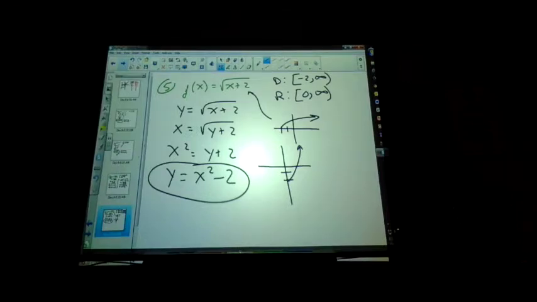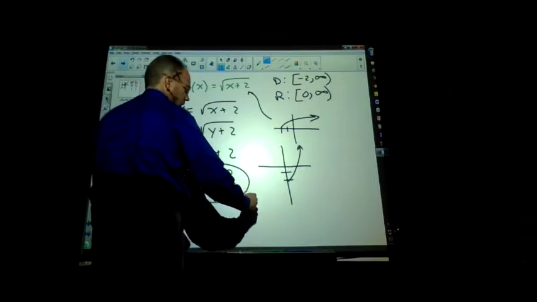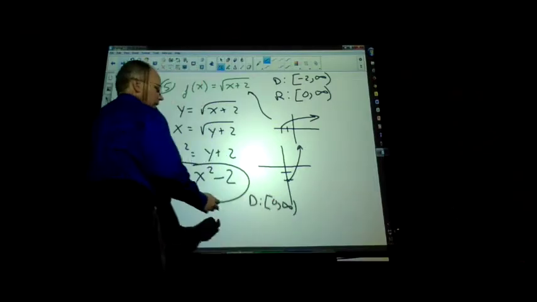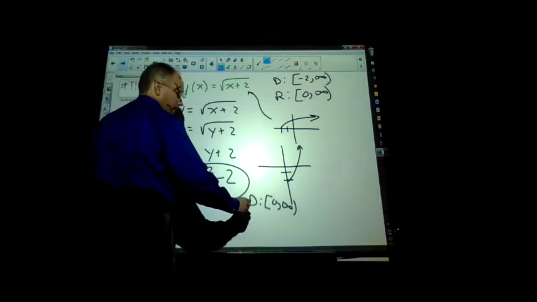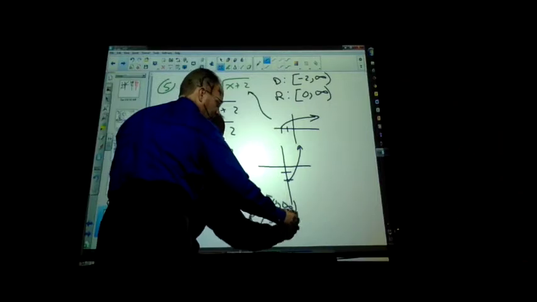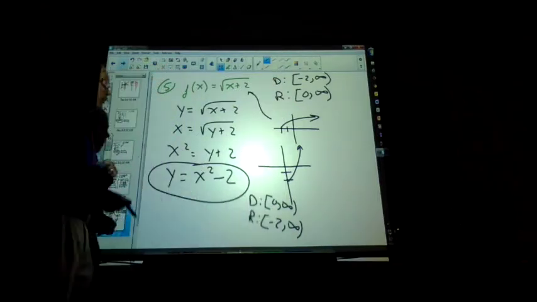So using that picture there, what does my domain appear to be? Where do I start in the x direction? So 0 to infinity. Range appears to be -2 to infinity.